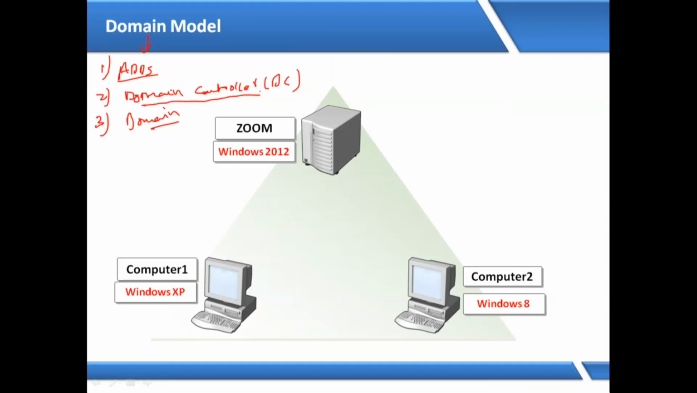So first of all, we'll try to understand the domain model. Who has to create the domain model? Will it be created by default? No. The domain model has to be created by the administrator. What is the name of the administrator? Root. The domain model is also called the server client model, because here one of the machines has to be made a server. Here, server means domain controller.